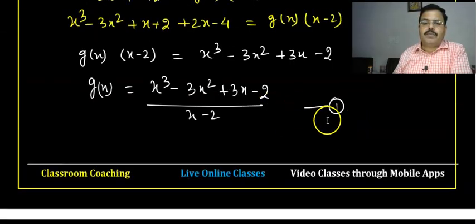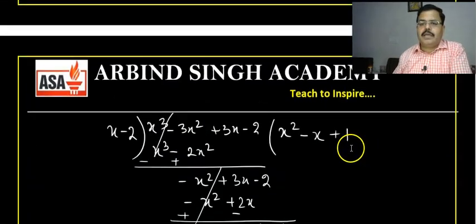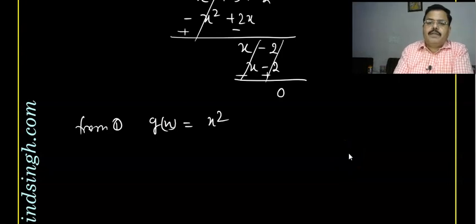So from first, what is the value of g(x)? g(x) is equal to x square minus x plus 1. And this is the answer of this question. I hope you got it.